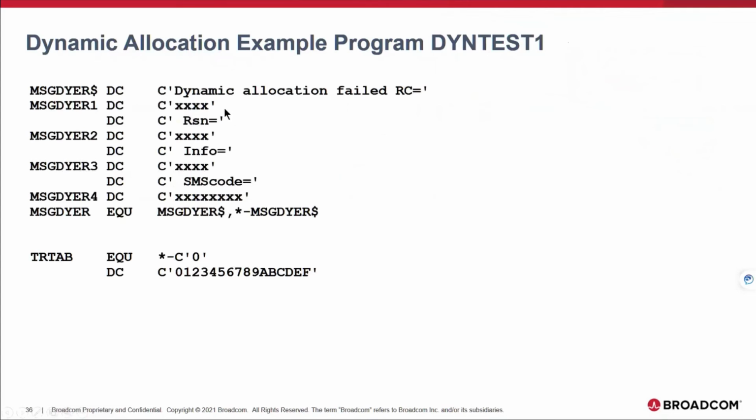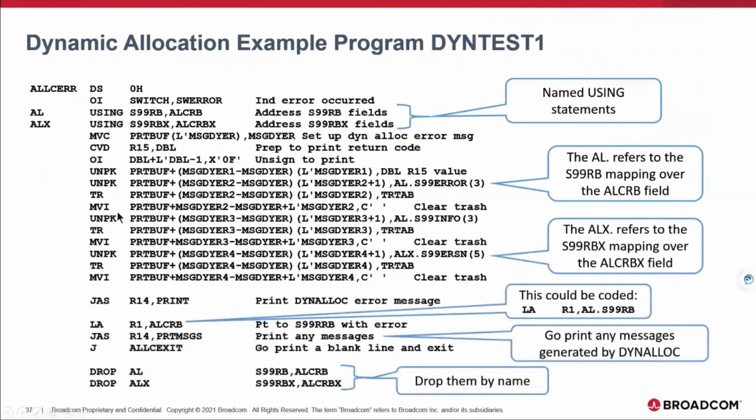If we get an error, we'll put a message out like this: dynamic allocation failed, return code equals, reason, info, SMS code. And this is how we build that message right there.